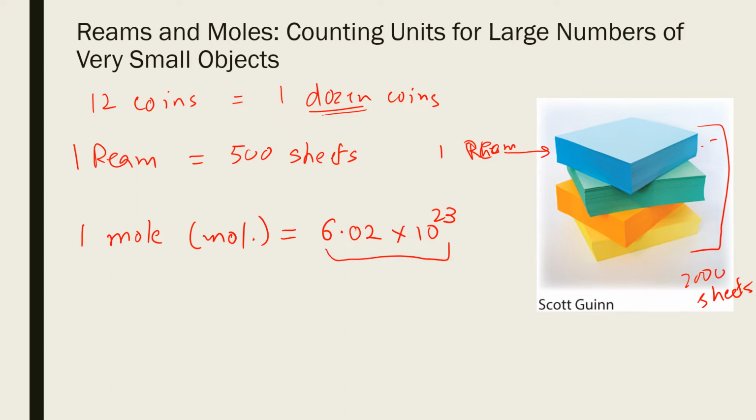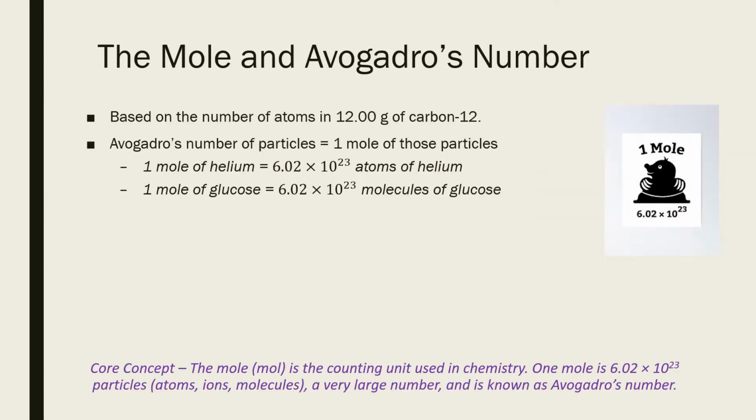This number is also known as Avogadro's number because it's named after the scientist who brought this number up. So this is also known as Avogadro's number or Avogadro's constant. Avogadro's number is defined as the number of carbon atoms present in 12 grams of a carbon sample.